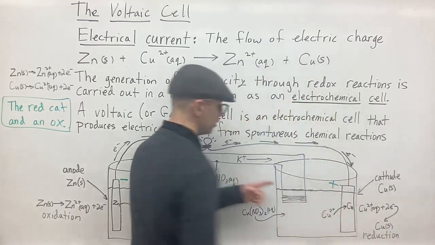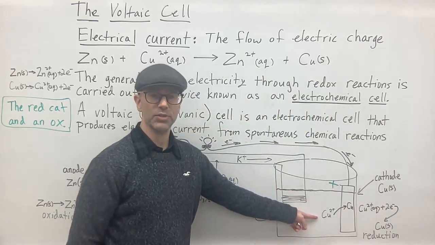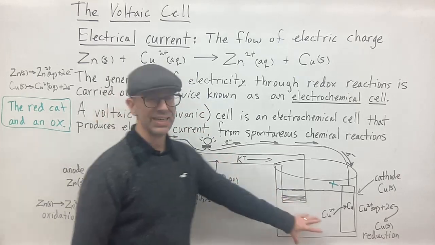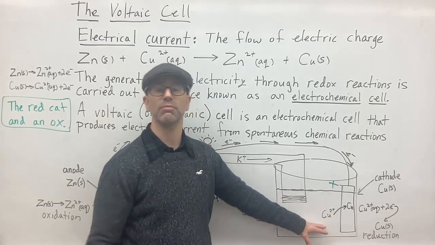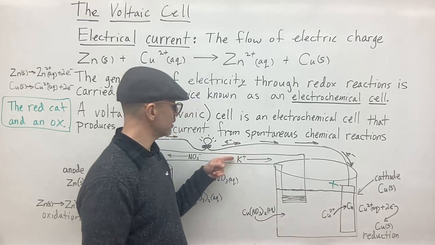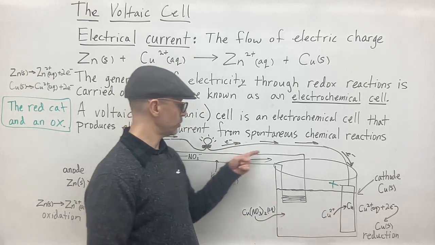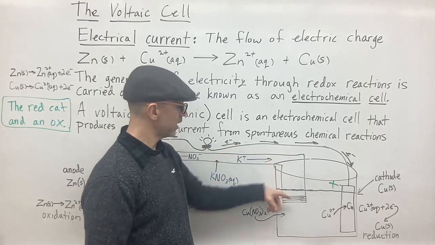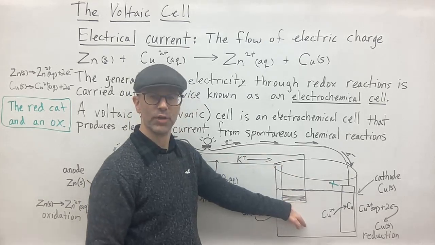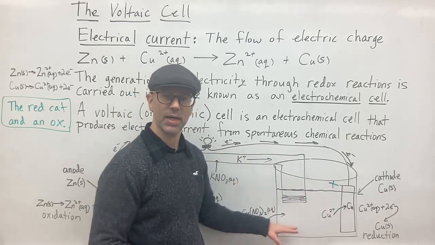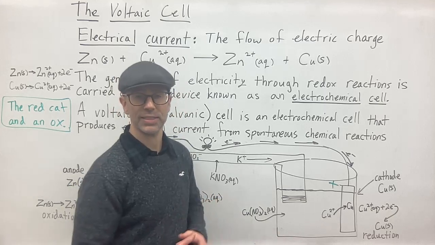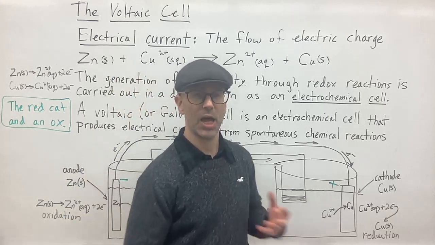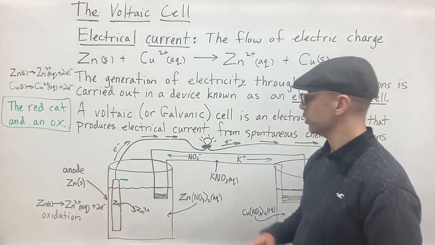And then for here, since you're losing positive charge and becoming less positive, more negative, the positive potassium ion is going to be attracted to this side. And so the positive ions are going to go over here to make this more positive. And again, that's going to increase the life of the cell and keep the reaction going longer.